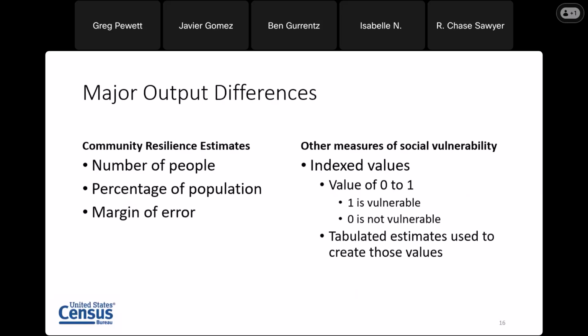Some advantages of the CRE over other indices are that the CRE provides estimates on the number of people, percentages of the population, and margins of error.